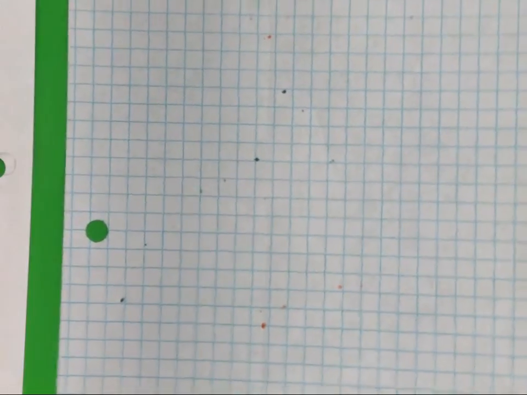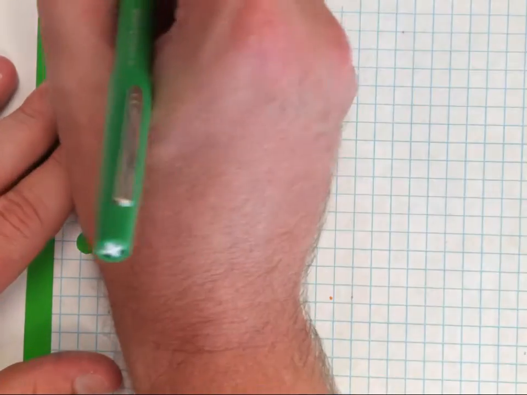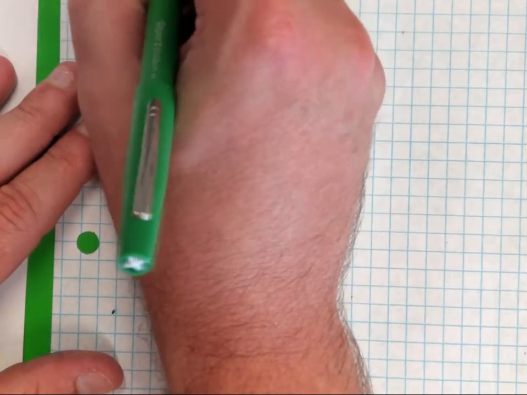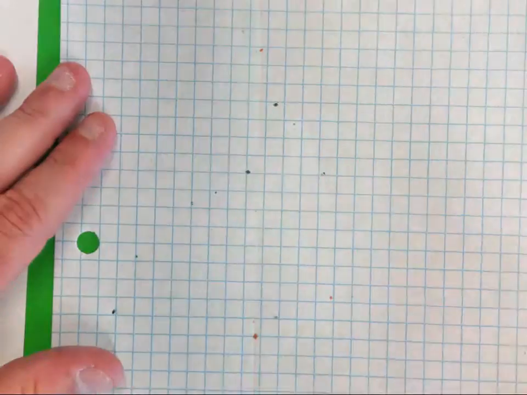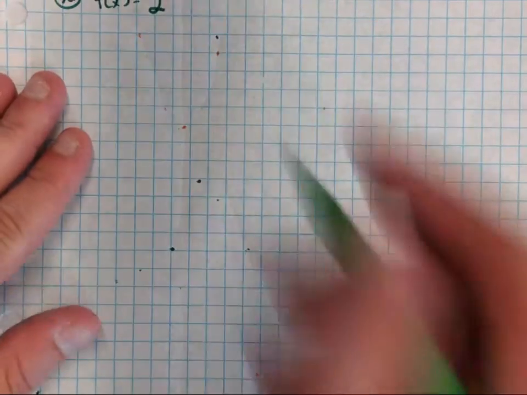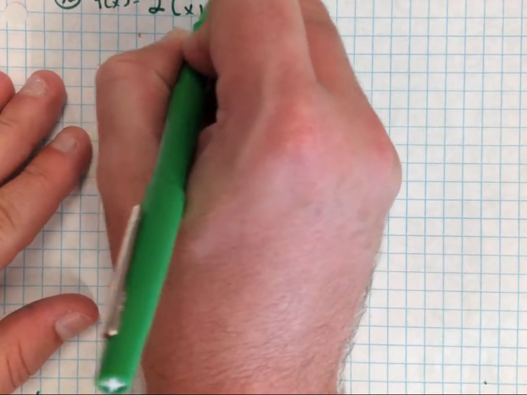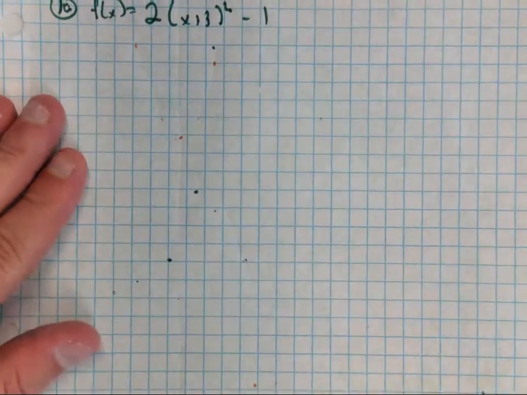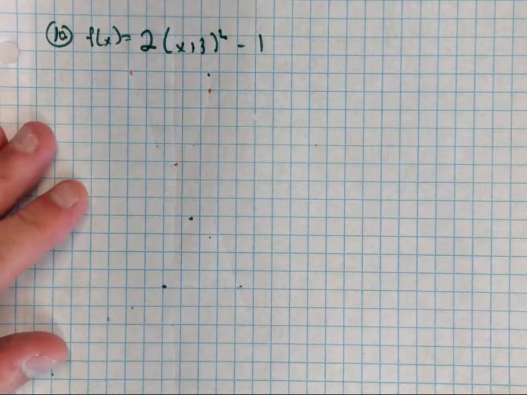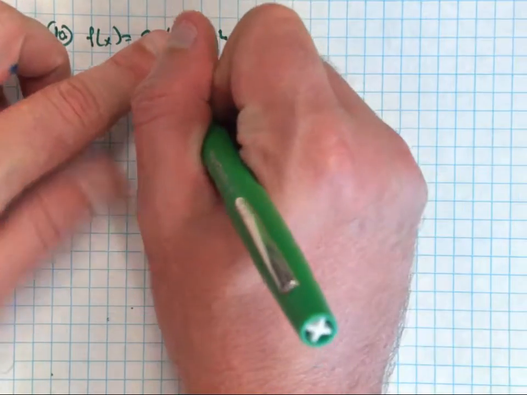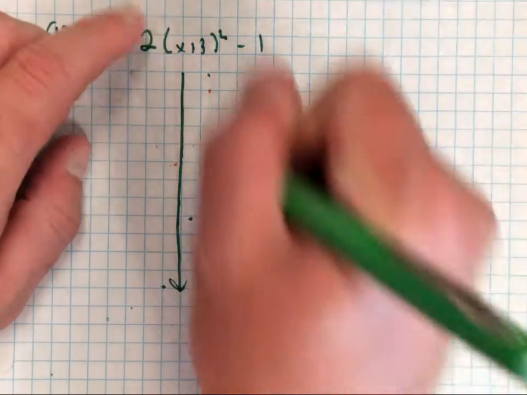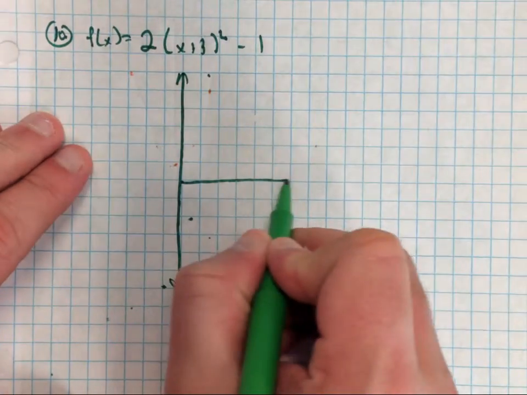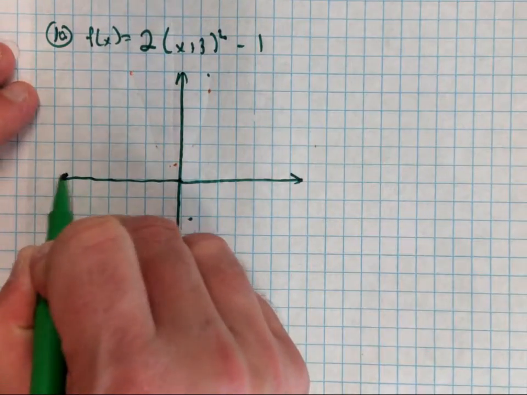Alright. Let's look at number 10. F of x equals 2 times parentheses, x plus 3 squared, minus 1. What's my parent function, class? Quadratic. So let's graph that quadratic.